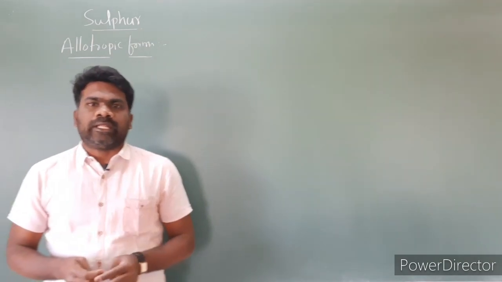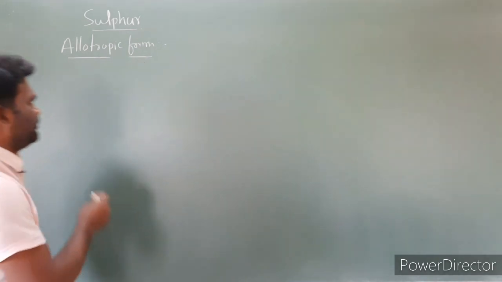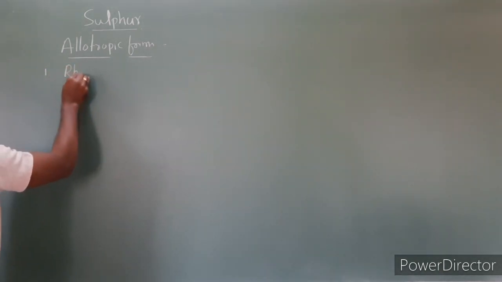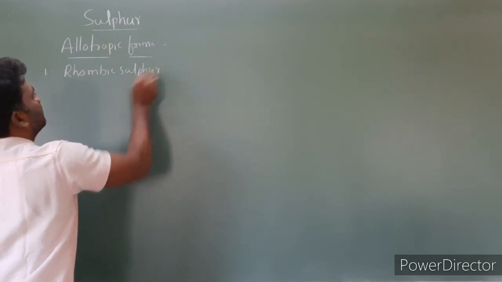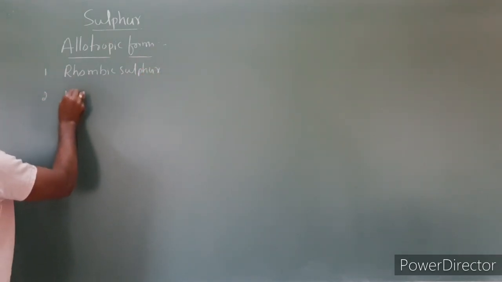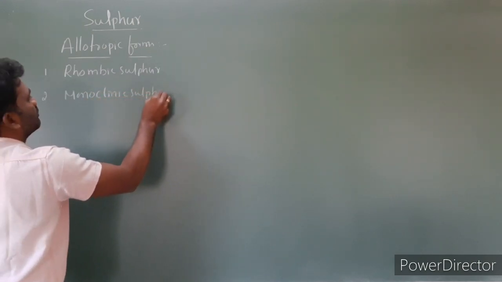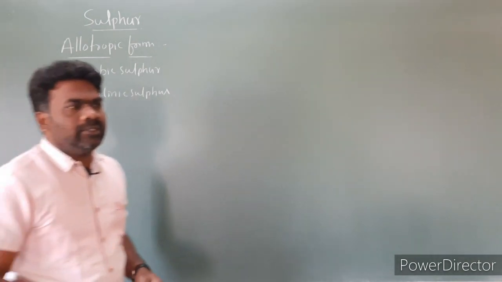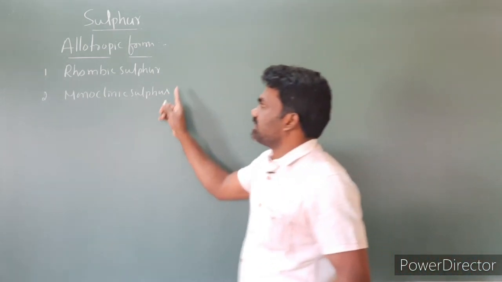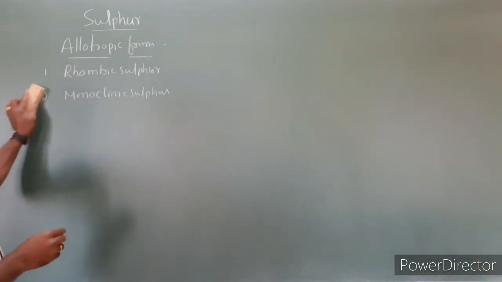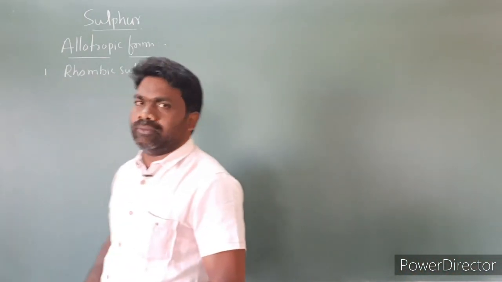Among them, there are two important ones. The first one is rhombic sulfur and the second one is monoclinic sulfur. So, sulfur forms numerous allotropic forms, and among them the important ones are rhombic sulfur and monoclinic sulfur. Now, let us discuss one by one in detail. Among them, the first one is rhombic sulfur.